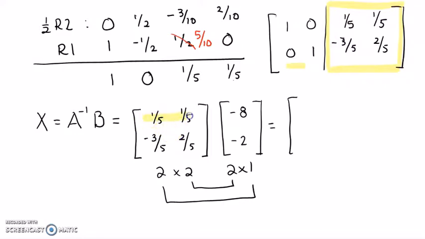So my first element, 1/5 times -8 is -8/5. Add that to 1/5 times negative 2 is negative 2/5. And I know this is a 2 by 1, so I can close that there. That's going to give me negative 10/5, which is negative 2.